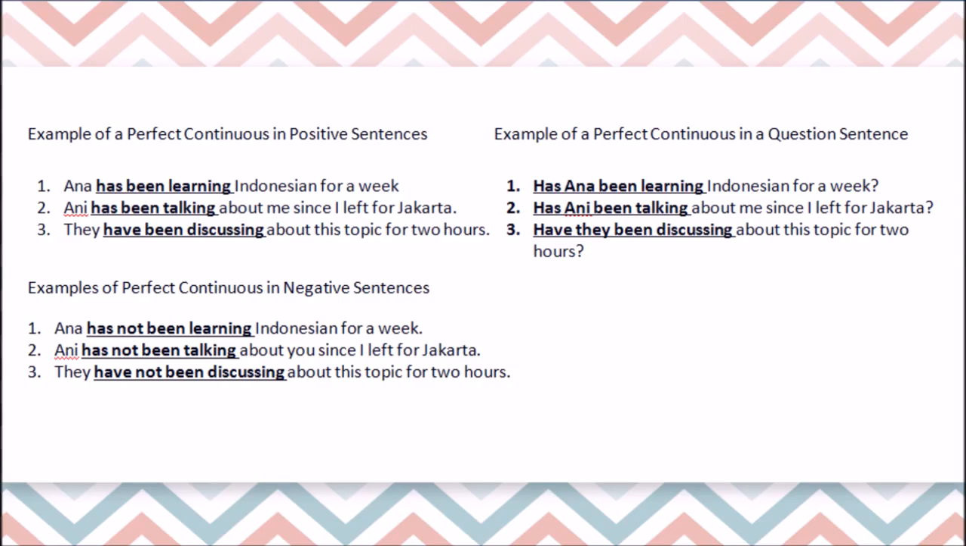Example of perfect continuous in negative sentence. Anna has not been learning Indonesia for a week. Ani has not been talking about you signs I live for Jakarta. They have not been discussed about this topic for 2 hours.